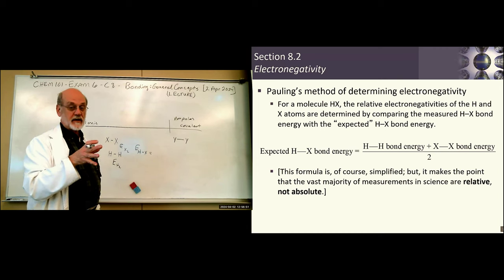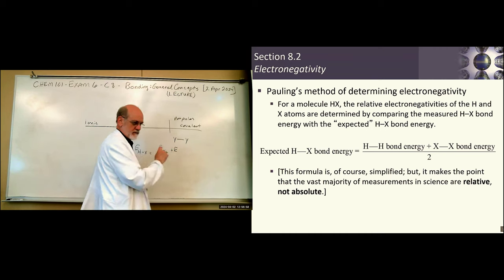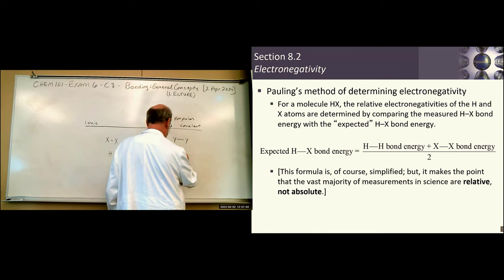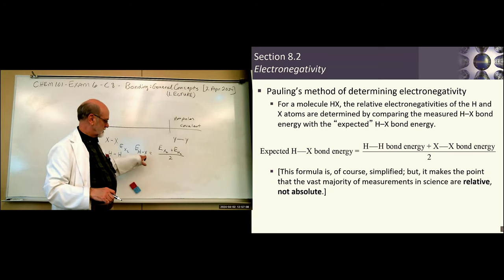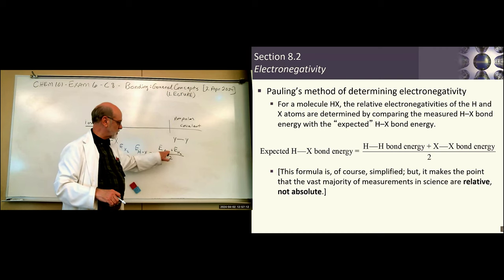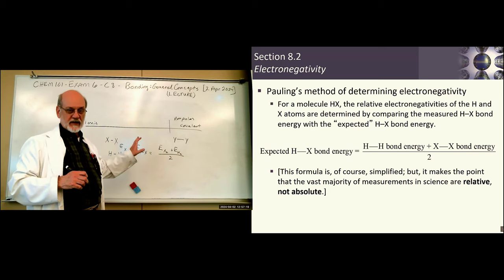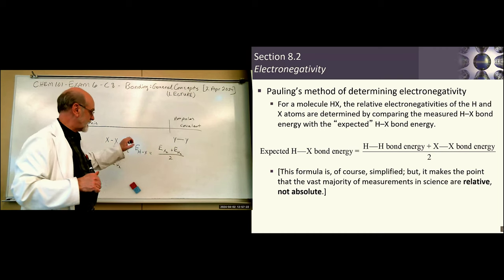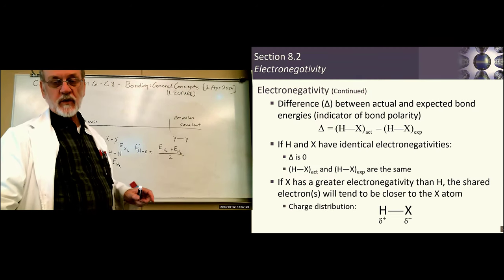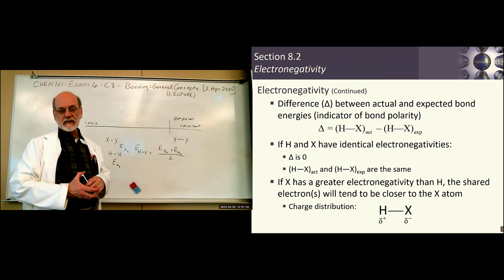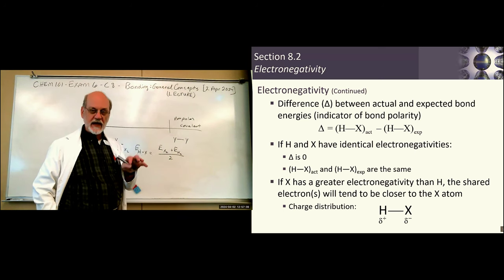This is the expected value. You take the energy of this one and you add the energy of this one, H2, and then you divide by two. And that's the expected energy for this one, where you have this one by itself, this one with its identical, and this one with its identical, and then this one with each other. And that's the expected energy. Then you measure the actual energy of this bond, and you compare the two. And that's where we get the difference between the two, the delta, the difference between those two, the actual minus the expected.